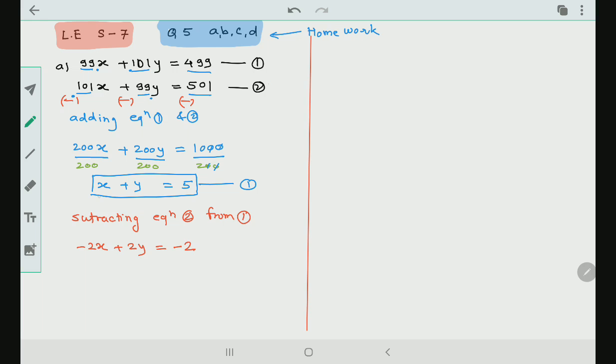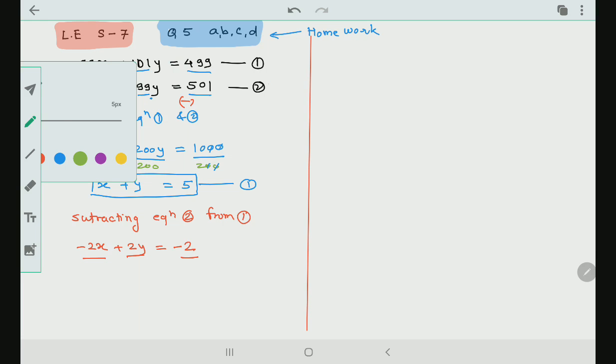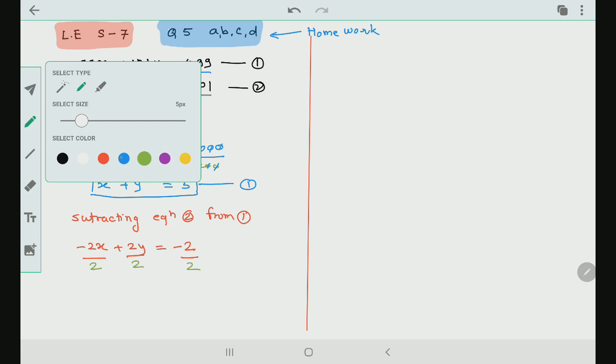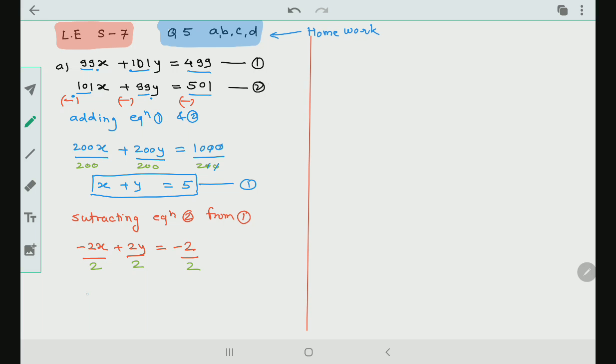Again, like the previous equation where I divided by 200, here also I can easily divide by 2. So what am I going to get here? I'll get minus x plus y is equal to minus 1, and that's my second equation. I think I can easily solve these two equations. Let me note them down: x plus y is equal to 5, and minus x plus y is equal to minus 1. Let me change the equation numbers: this is equation number 3 and this is equation number 4.